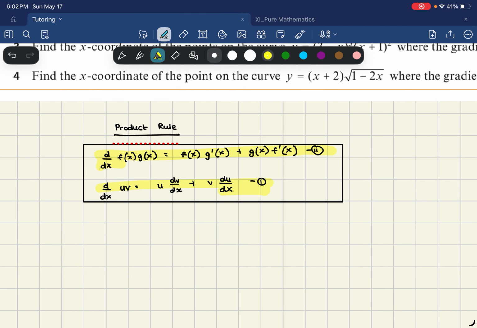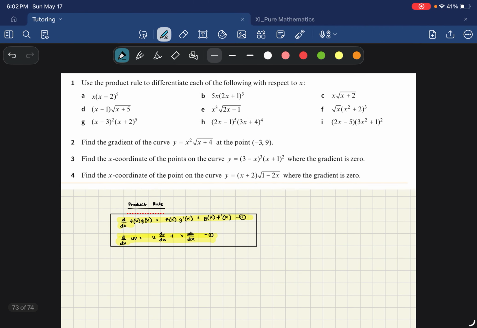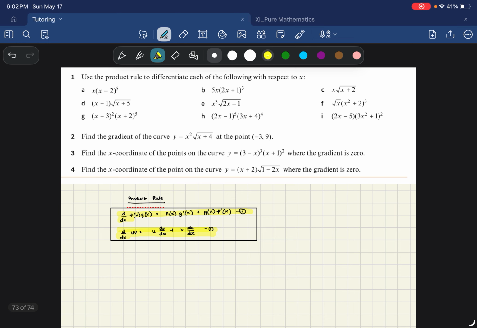So I hope you can take some time to note this down. Let me do A, C, D, F, and G, I, and I'll leave B, E, and H for you. Alright. So question A is x times (x minus 2) to the power 5.